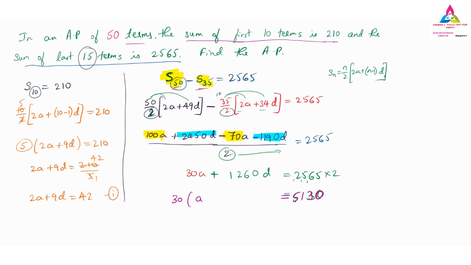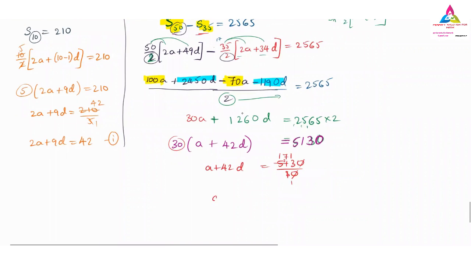The remaining will be a plus 3 4s are 12 and 3 2s are 42d. And here also the final answer will have, so here what I will do, a plus 42d I will write as it is. 5130 divided by 30, because this 30 I have brought to the other side, it will divide, 0 0 get cancelled, 3 1s are 3, 1s are 3, 2 will be left, 7s are 21 and 3 1s are 171. We are going to get here a plus 42d is equal to 171. This is our equation number 2.